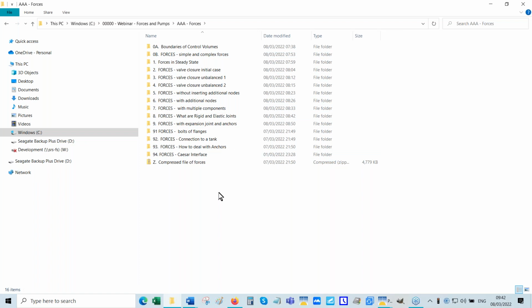So if you already have PIPENET and you want the data files, we can send them to you. But if you don't have PIPENET, we can still send you the Word documents which are used for the presentation.